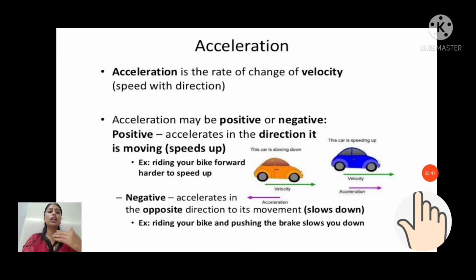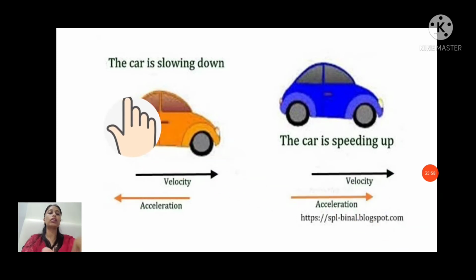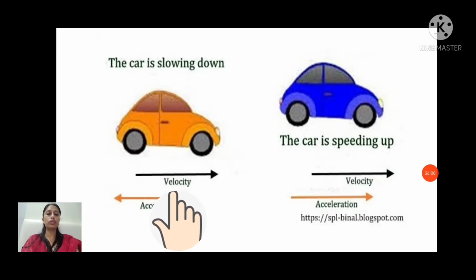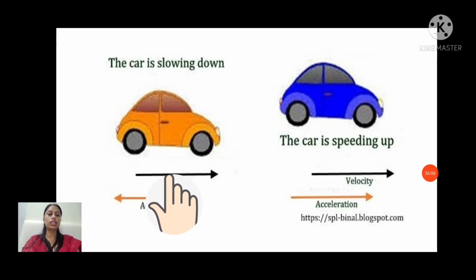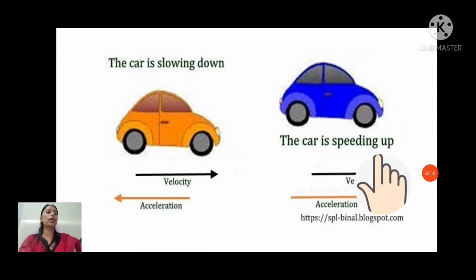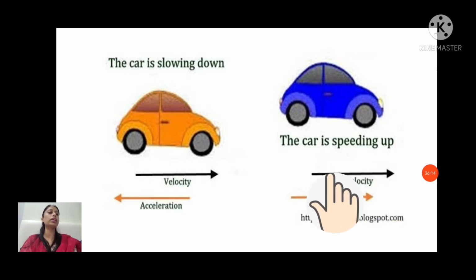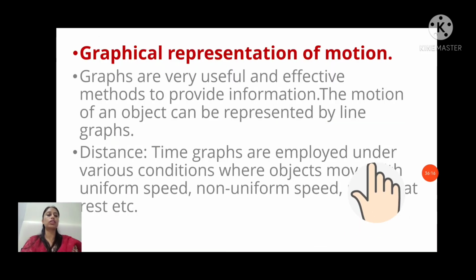Increasing speed gives you positive acceleration, and decreasing speed gives you negative acceleration. The car is slowing down. Here you can see the velocity is the same, but the car's speed is decreased, so it will have negative acceleration. And when the car is speeding up in the direction of motion, in the direction of velocity, it is positive acceleration.